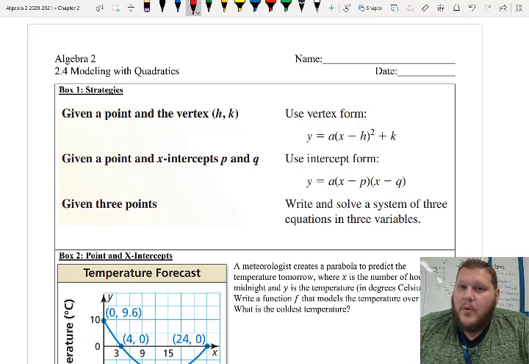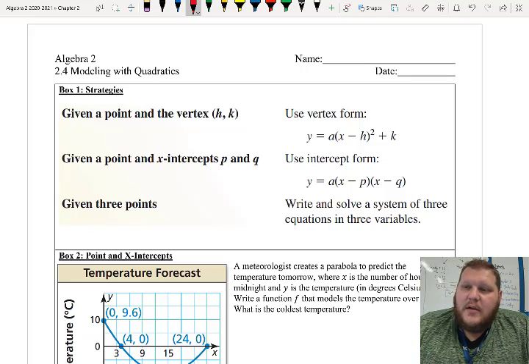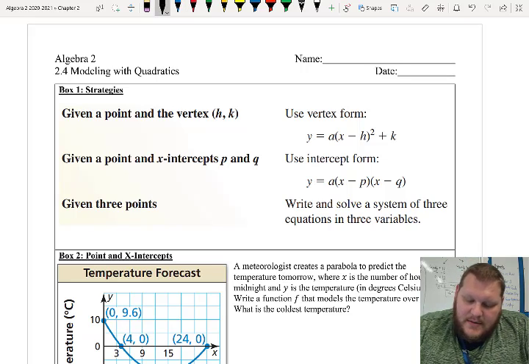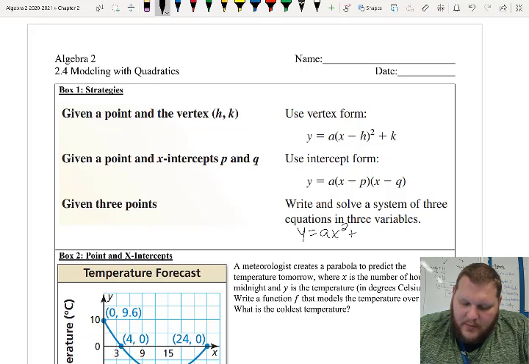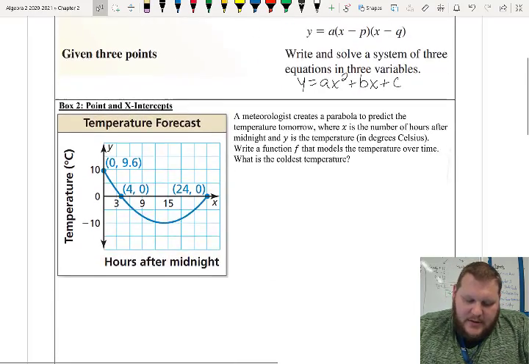And then if we're given 3 points, so there are not any points in particular, it's not one of my 2 x-intercepts, it's not my vertex, it's just 3 random points. We're actually going to be using a 3-variable system to solve for what that is. And with that, we're also going to use standard form, y equals ax squared plus bx plus c. So just something to be prepared for. All right, so let's go ahead and hop on in.